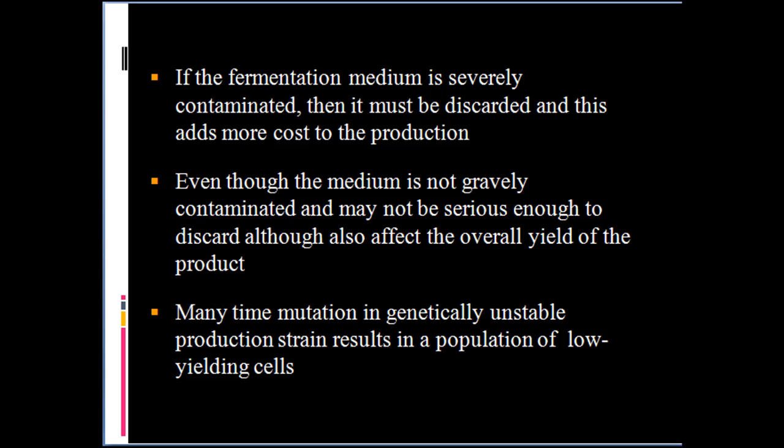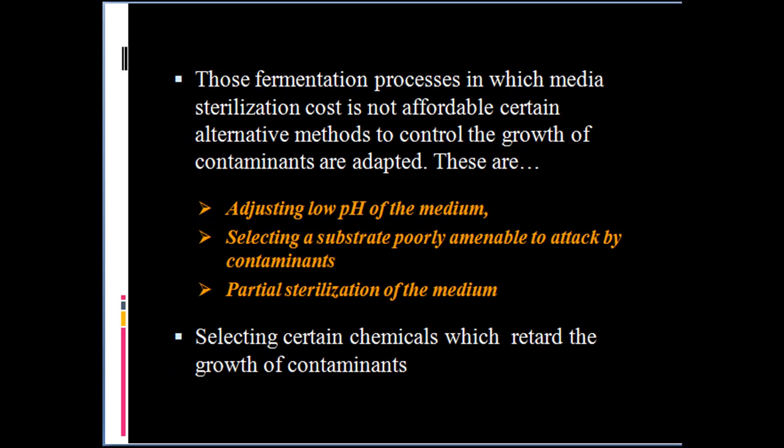fermentations. For those fermentation processes in which media sterilization cost is not affordable, certain alternative methods to control the growth of contaminants are adopted. These are adjusting a low pH of the medium, selecting a substrate poorly amenable to attack by contaminants, partial sterilization of the medium, and selecting certain chemicals which retard the growth of contaminants, which is always in favor of more profit.